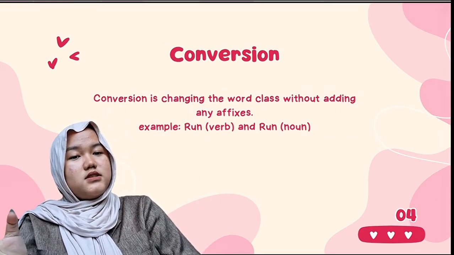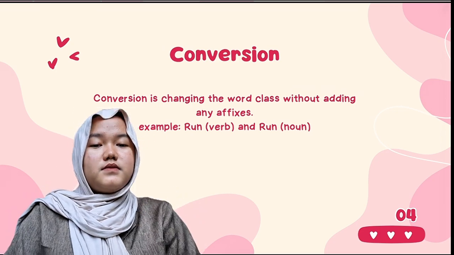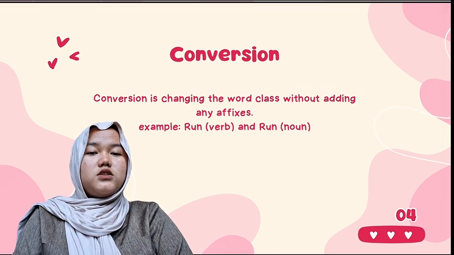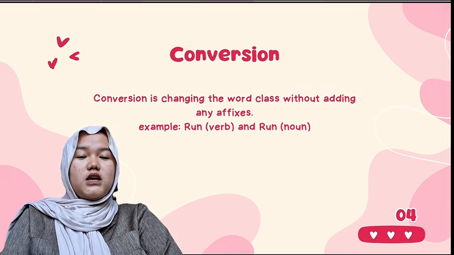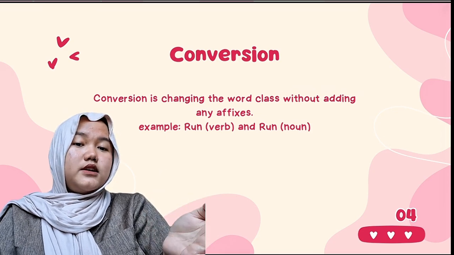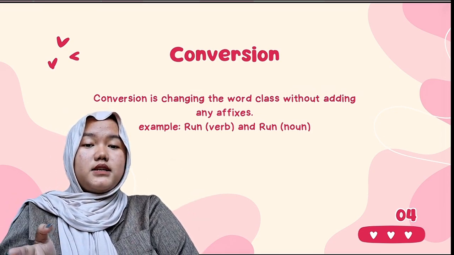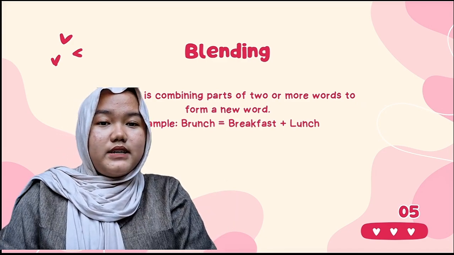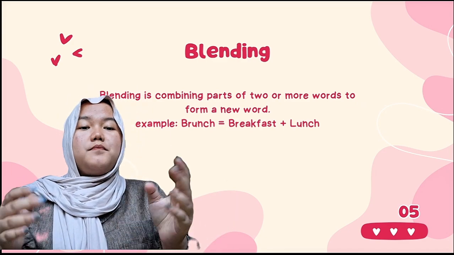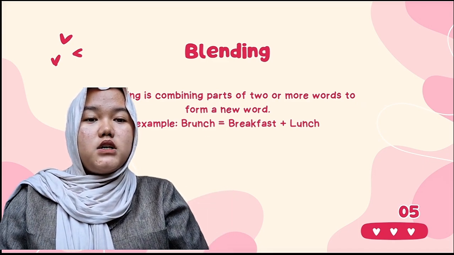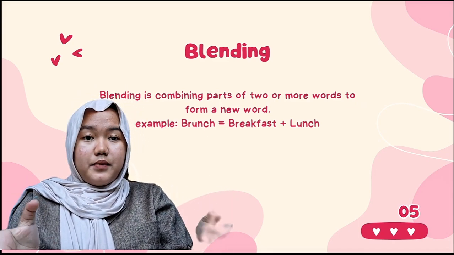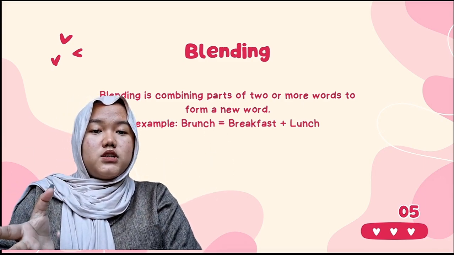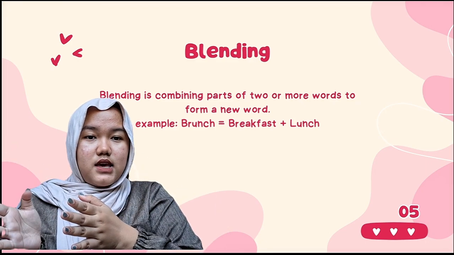Next, conversion. Conversion is changing the word class without adding any affix. Example: run as a verb and run as a noun. Next, blending. Blending is combining parts of two or more words to form a new word. Example: brunch comes from a combination of the words breakfast and lunch.